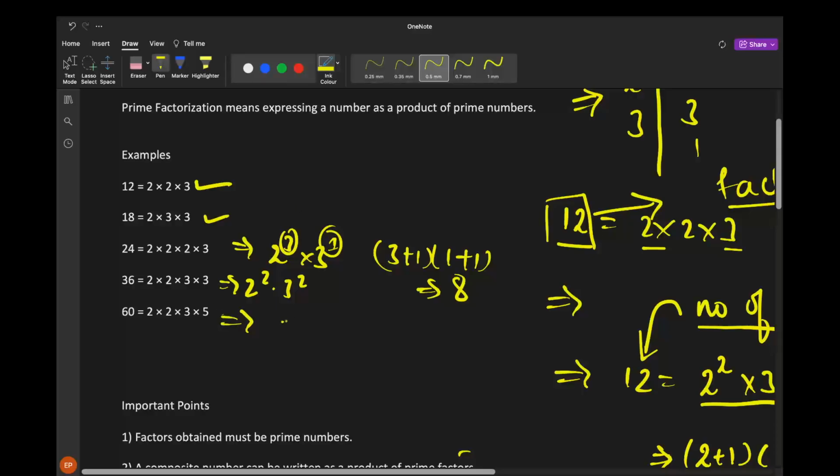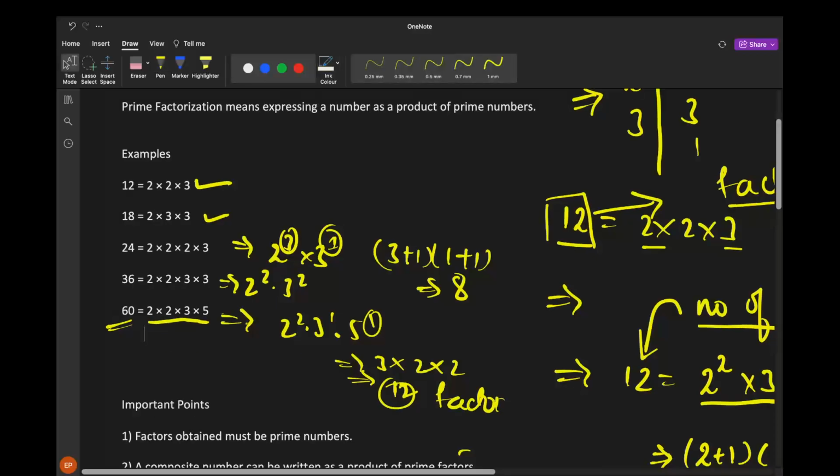And for 60, which is 2 square into 3 power 1 into 5 power 1, the number of factors will be, just increase by 1 and multiply. 2 plus 1 is 3 into 1 plus 1 is 2 into 1 plus 1 is 2, which gives us 3 2s are 6, 6 2s are 12. Means for 60 we have 12 factors, and its prime factorization is 2 into 2 into 3 into 5.